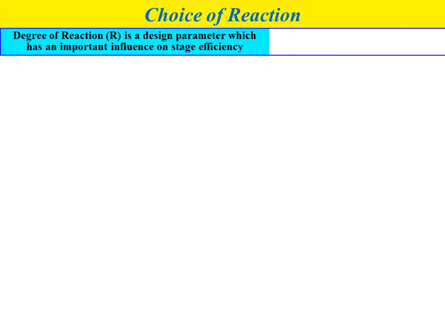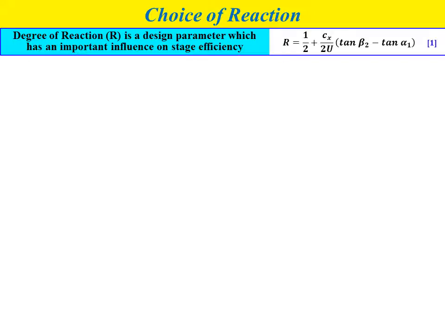Choice of reaction. Now we will discuss how to choose the proper value of degree of reaction for the axial flow compressor. Degree of reaction R is a design parameter which has an important influence on stage efficiency. So we need to choose the correct value of degree of reaction in order to obtain optimum stage efficiency for the compressor.